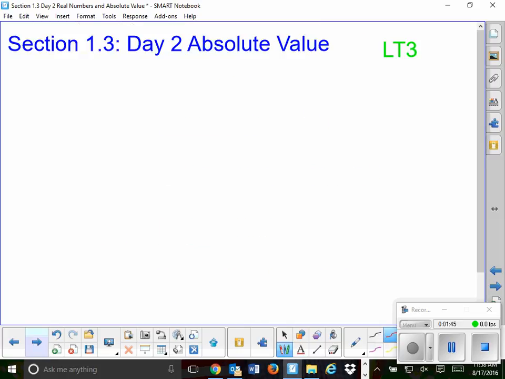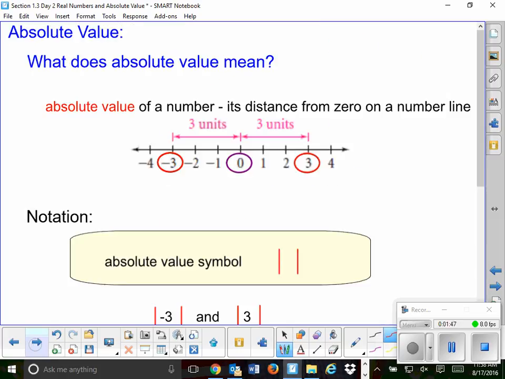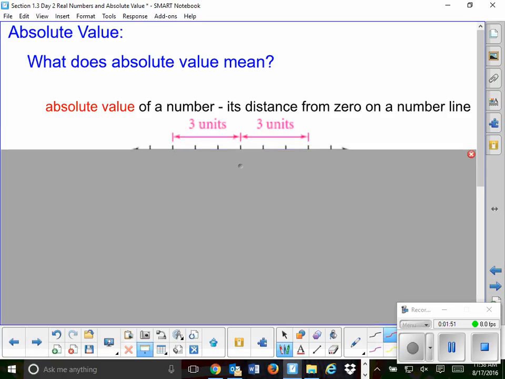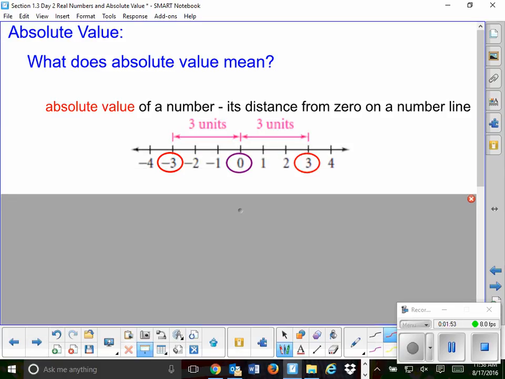As I said already, we're doing absolute value today. So I'm going to kind of cover the notes and go through. So what does absolute value mean? Absolute value is actually a pretty easy concept, and hopefully you guys will be okay with it. What it says is distance from 0. Because distance is always a positive number, your answer from an absolute value will always be positive.